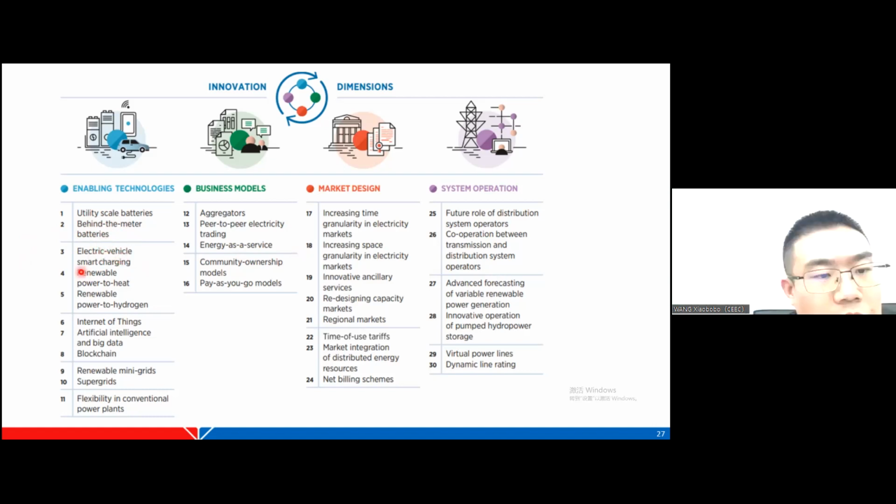And electric vehicle smart charging, which means we charge depending on the need of the grid and the renewable power. Power to heat: we use the heater to generate heat directly from the power from the wind or the solar. Renewable power to hydrogen. Internet of Things, artificial intelligence and big data. With AI and big data, we can have a prediction to know what the energy scenario will be tomorrow.